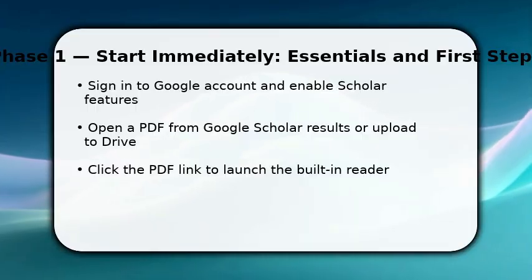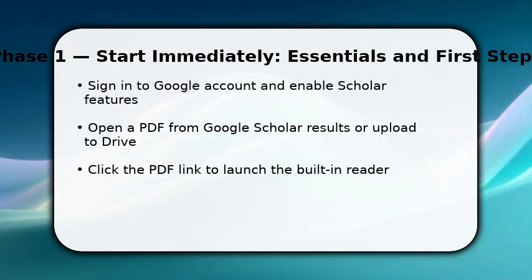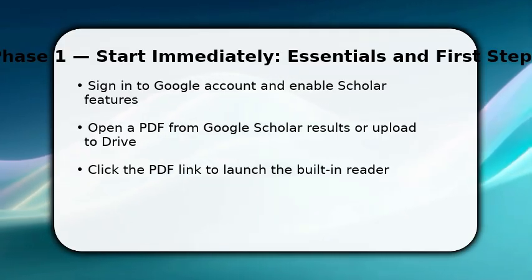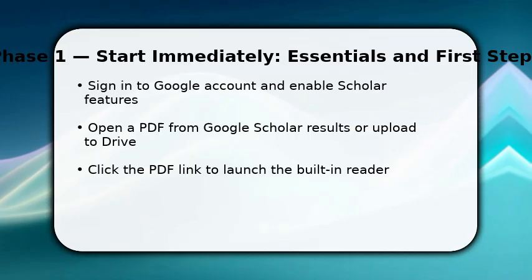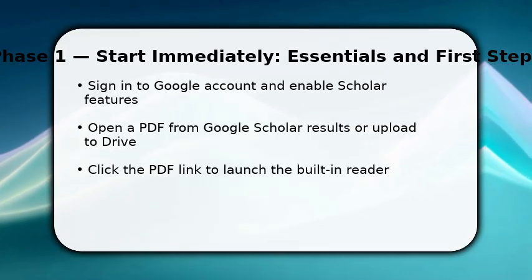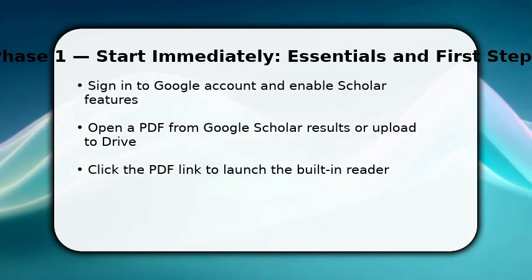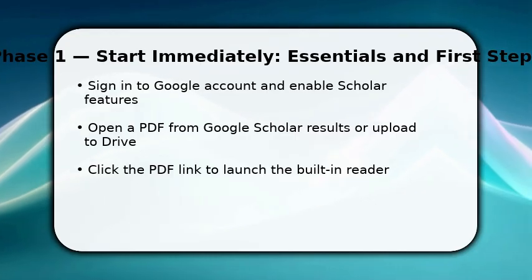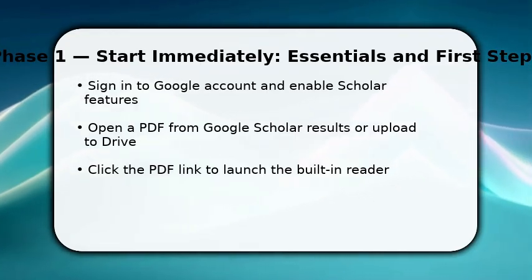You begin by signing into your Google account, then open Google Scholar and find the PDF you need. Click the PDF link to load the built-in reader. Once done, the toolbar appears at the top. Make sure your pop-ups aren't blocked because the reader opens in a new tab or embedded viewer.